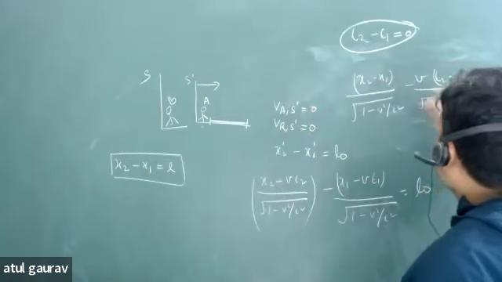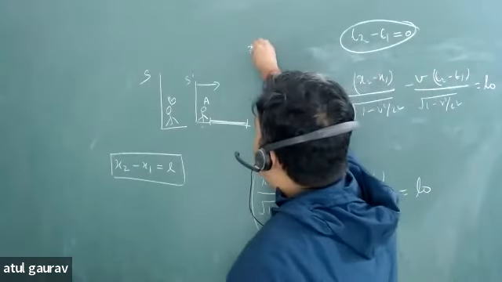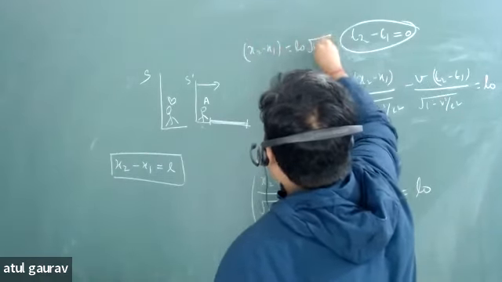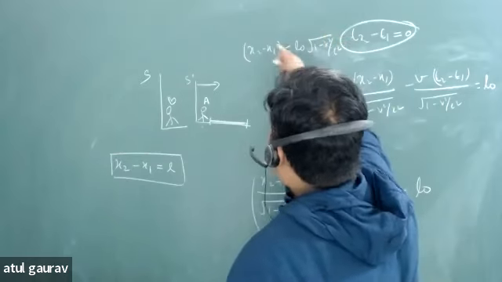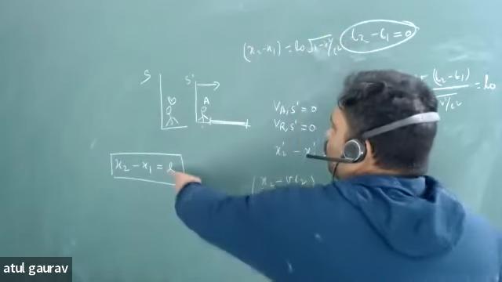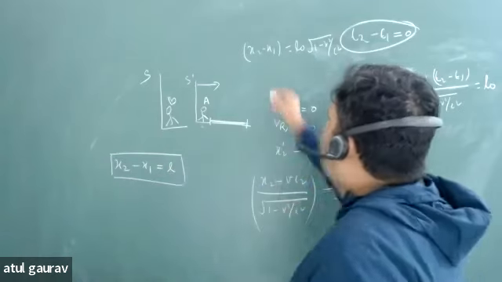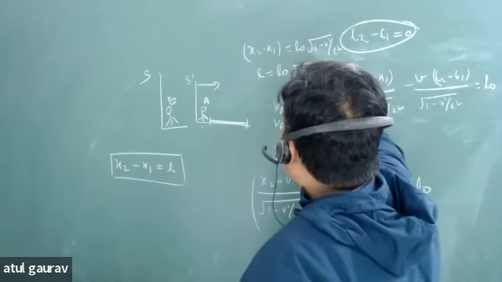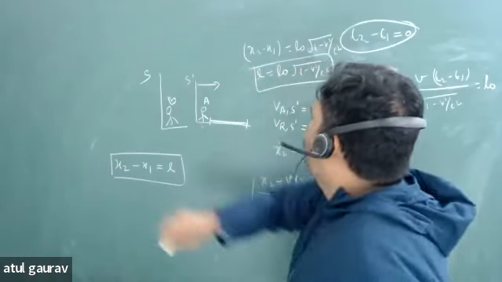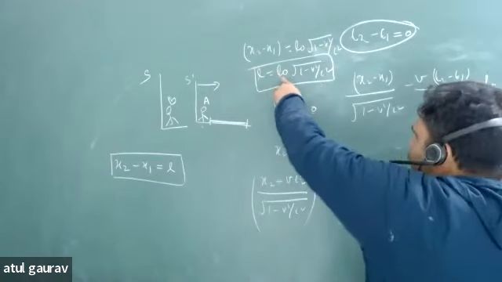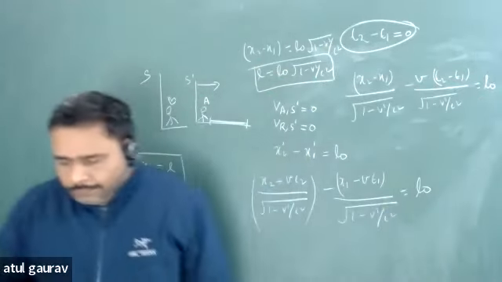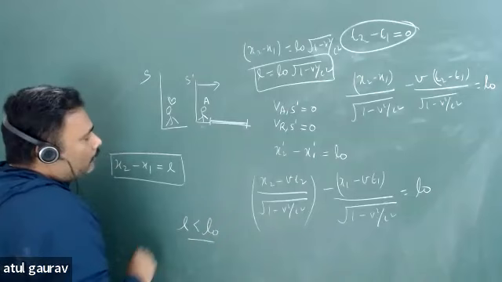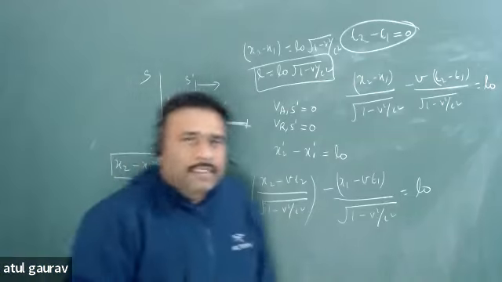And then T2 minus T1 is equal to 0. And then you have x2 minus x1 is equal to L0 root under 1 minus V square upon C square. And what is x2 minus x1? It is the length measured by him. So you can see L is equal to L0 root under 1 minus V square upon C square. And you can easily see this L is less than L0. Isn't it? This L is less than L0. And this is all about the length contraction.